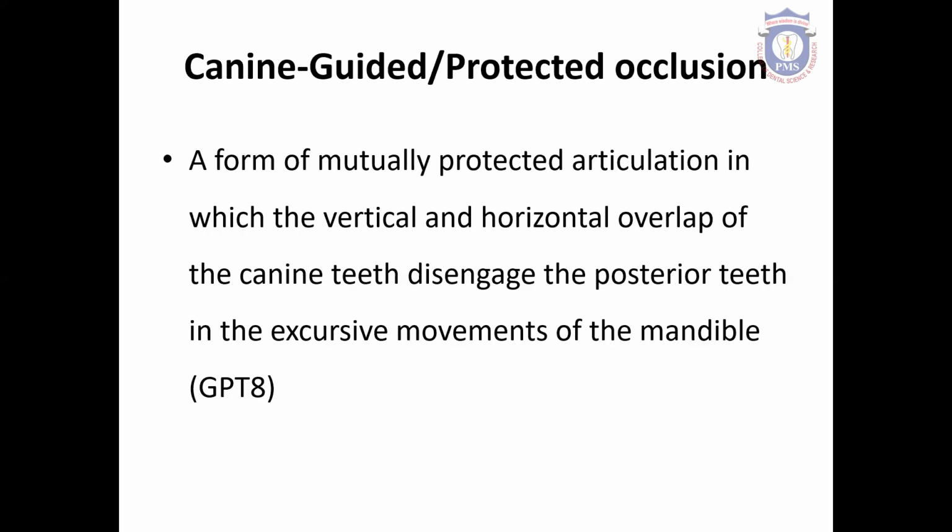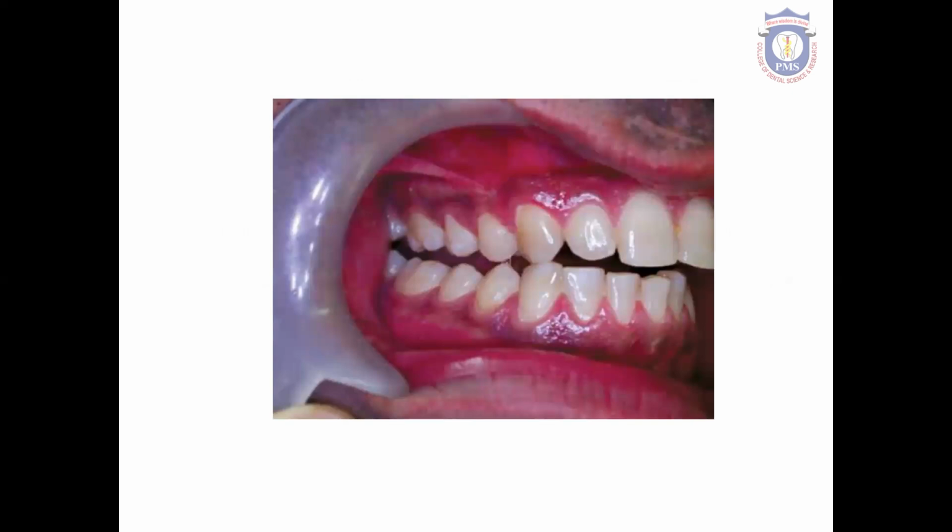Canine guided or canine protected occlusion is a form of mutually protected articulation in which the vertical and horizontal overlap of the canine teeth disengage the posterior teeth in the eccentric movements of the mandible. That means in the lateral movement of the mandible, only the maxillary and mandibular canine teeth are in contact. All other posterior and anterior teeth are in disocclusion.